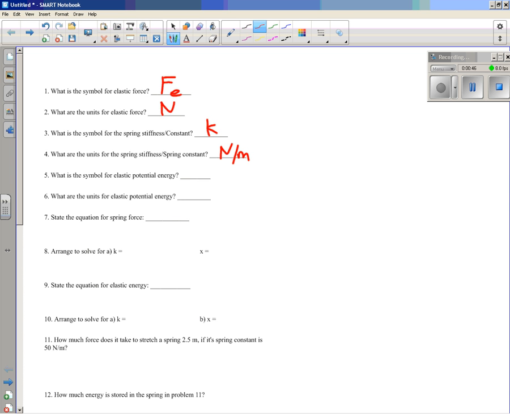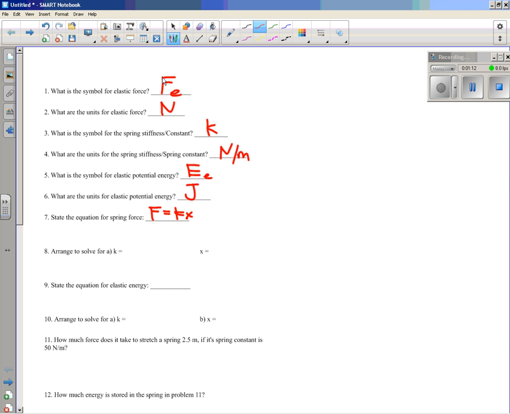The symbol for elastic potential energy is E with a subscript little e to stand for elastic. Ek was kinetic energy, Eg is gravitational potential energy. The units for elastic potential energy, just like any other energy, is joules, capital J. The equation for spring force is F equals kx. That's off the PowerPoint that you were given while I was away.